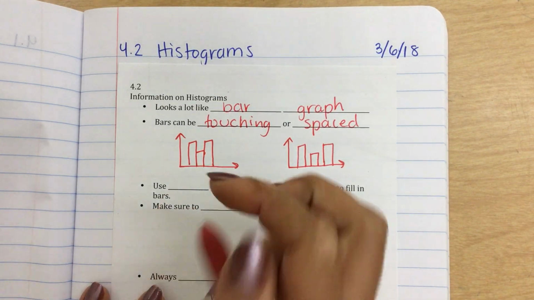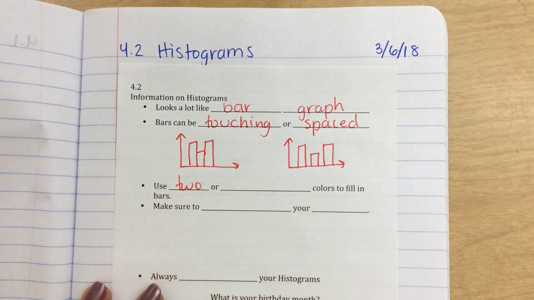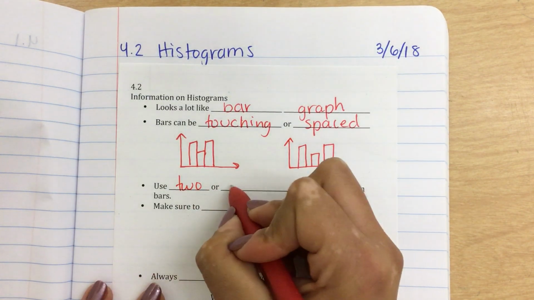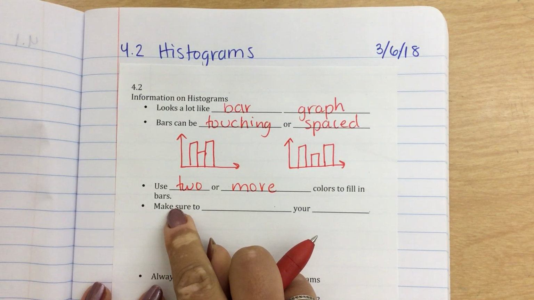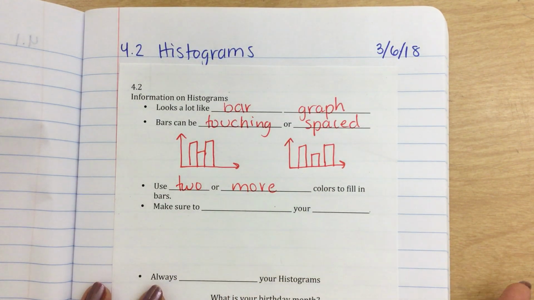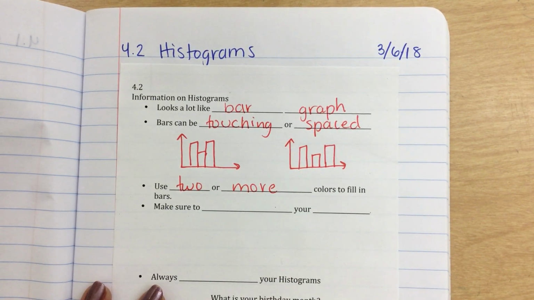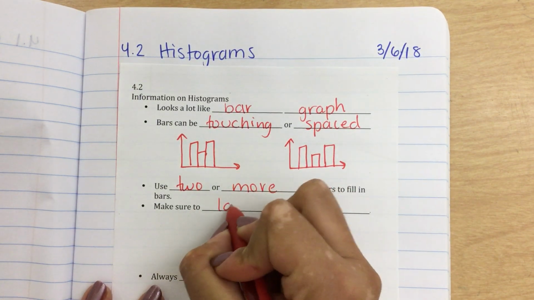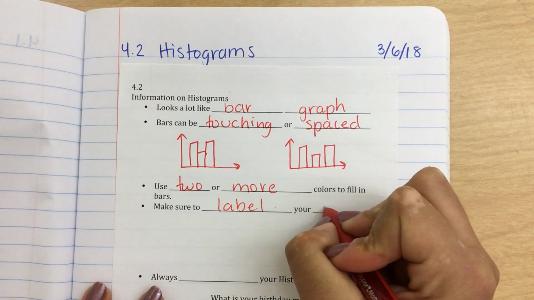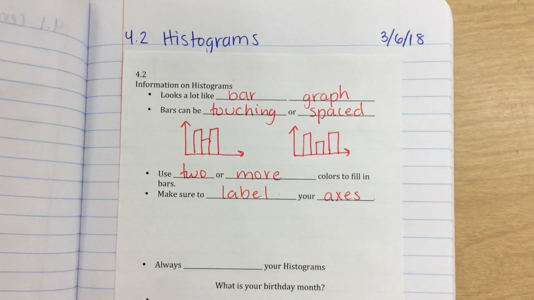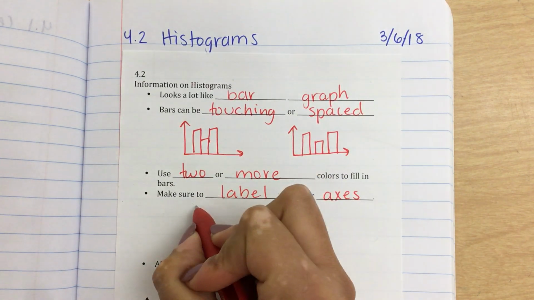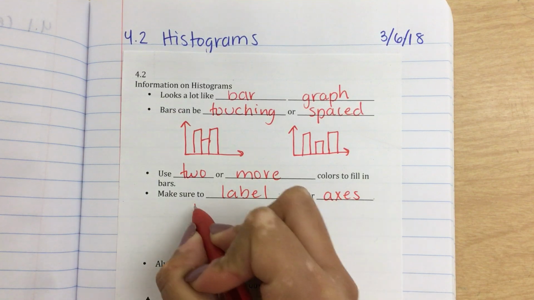When you create a histogram, you're going to use 2 or more colors to fill in the bars. You can leave one white, you can leave one gray if you have a pencil, or you can use your highlighters to color in your histogram, up to you. And then we want to make sure that we label your axis. You'll see later what I mean by that, by labeling. But I'll do a little example here.